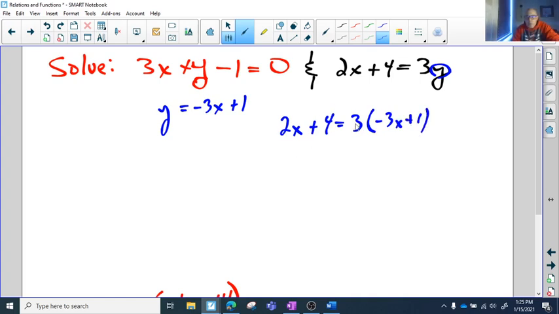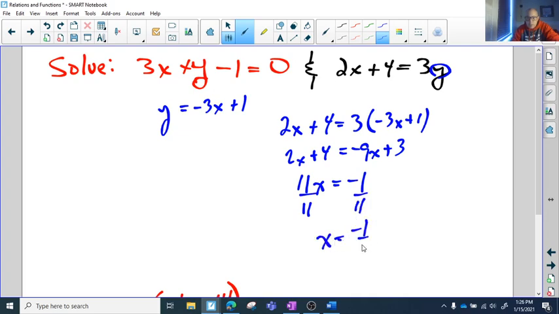And like before, now I just have a single variable. So 2x plus 4 is equal to negative 9x plus 3. That's when you distribute in here. Collect your x's on one side. Move your numbers to the other side. Divide by 11. If they don't go evenly, just leave it as a fraction. So there's what x would equal, negative 1 over 11.